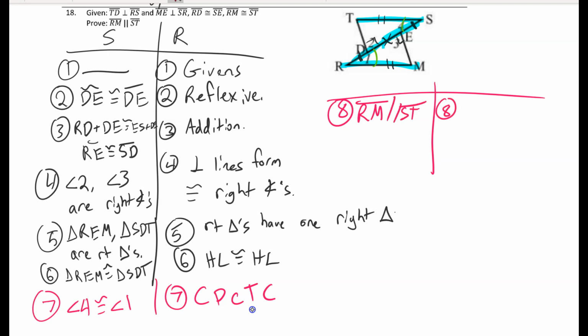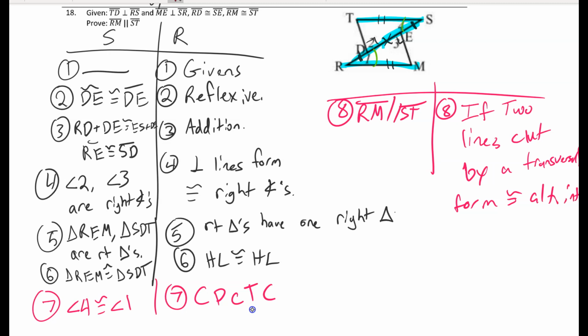My reason being is that if two lines cut by a transversal form congruent alternate interior angles, they are parallel. So if two lines cut by a transversal form congruent alternate interior angles, they are parallel.